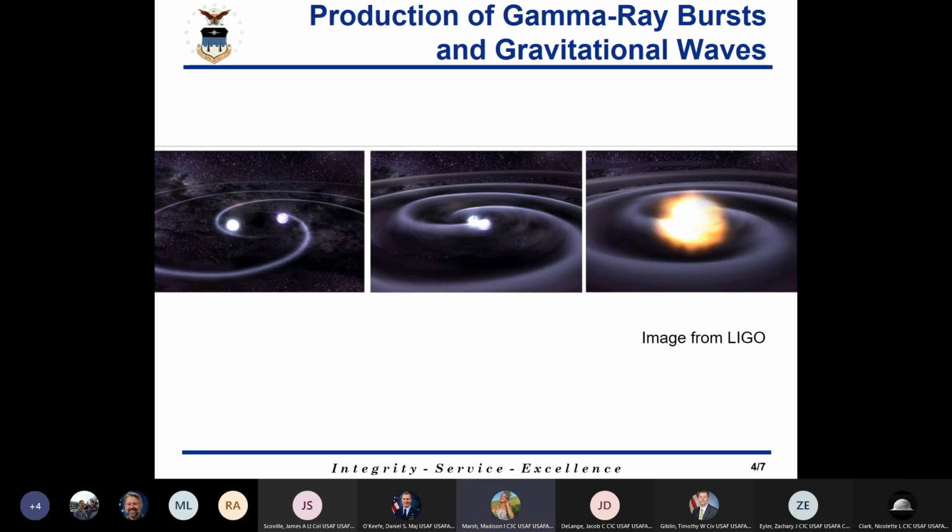For the production of GRBs, this is an artist rendition of a binary merger. That's either a black hole and neutron star, or neutron star and neutron star. This is depicting a release of gamma ray burst and gravitational waves. Gamma ray bursts come in 2 types: short, which is less than 2 seconds, and long, which is greater than 2 seconds. For these extremely high energy events, it's postulated that these really large mergers are what is causing these gamma ray bursts and gravitational waves.